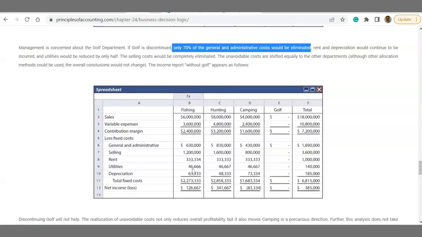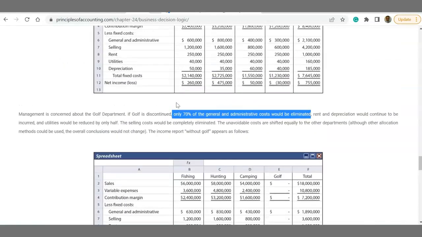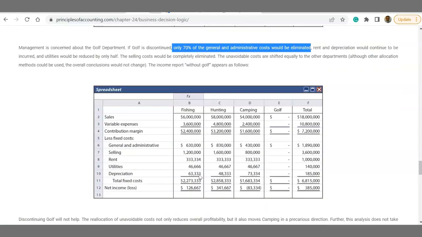So that's almost $6,666 added to every department. So utilities, just half of it. Depreciation will happen no matter what. So the depreciation will be added here. You see this depreciation of 40 will be allocated to the other departments for now. So that will happen no matter what.